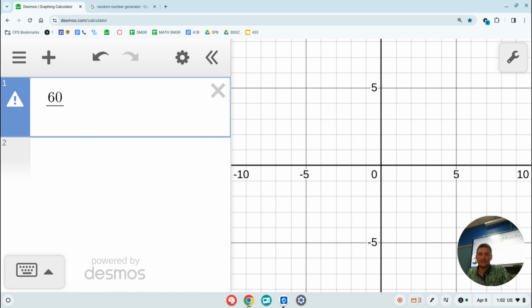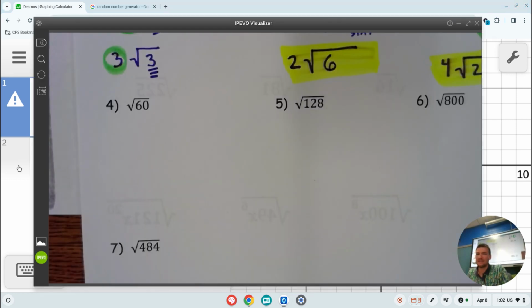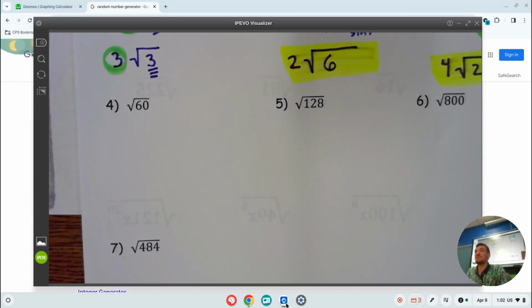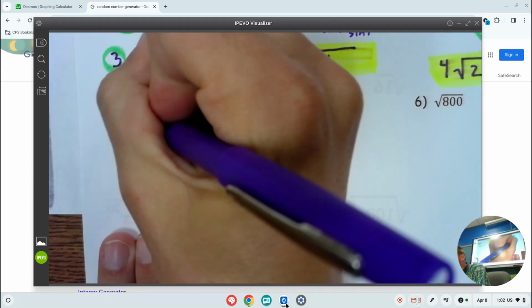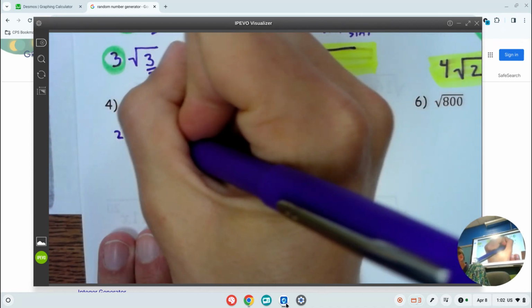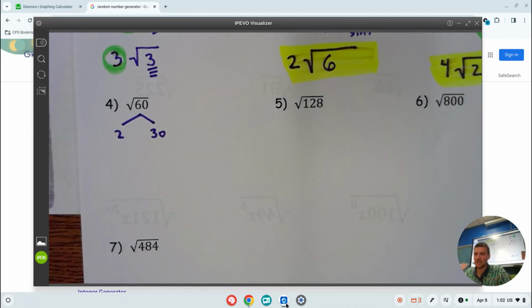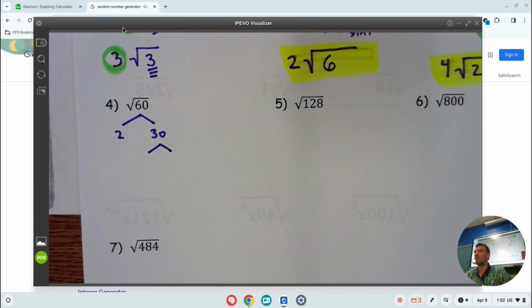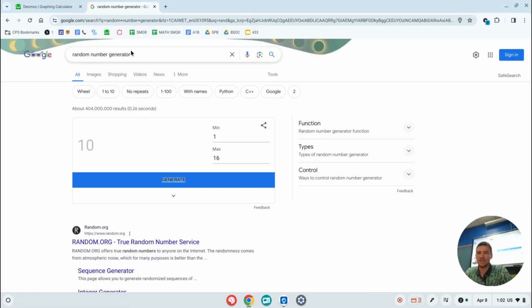So let's start here. The first question is about 60. Person number 10, 1, 2, 3, 4, 5, 6, 7, 8, 9, 10. Andrew, that's you. Andrew, can you take 60 and divide it by 2 or 3 or 5 and tell me what you get? Okay, and what do you get? 30. That's it. Excellent job, Andrew. Nice job. 30 is not prime. I'm going to keep going until I get a 2 or 3 or 5.